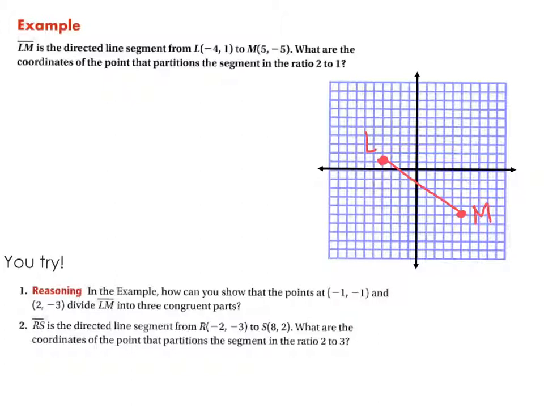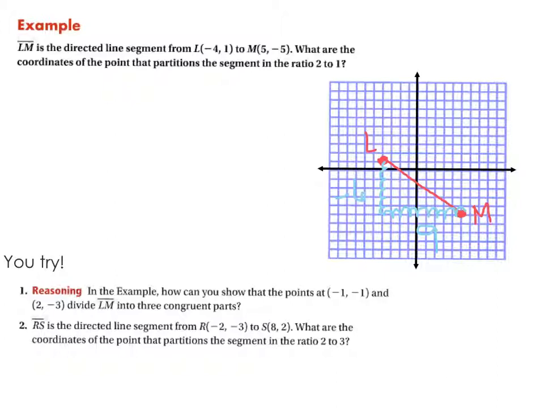So I'm going to start at L and go to M and count. Starting at L, 1, 2, 3, 4, 5, 6. So I went down, so -6. And I'm going to go to the right, 1, 2, 3, 4, 5, 6, 7, 8, 9. So I went to the right 9.